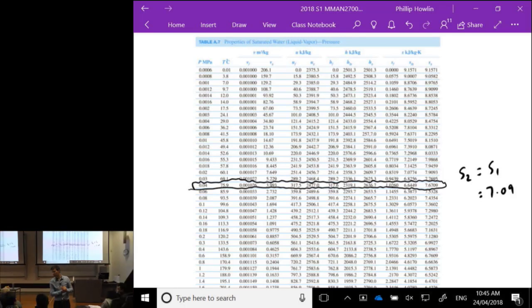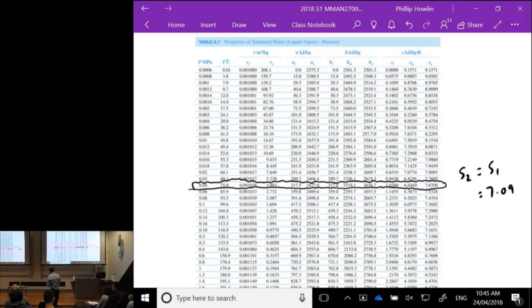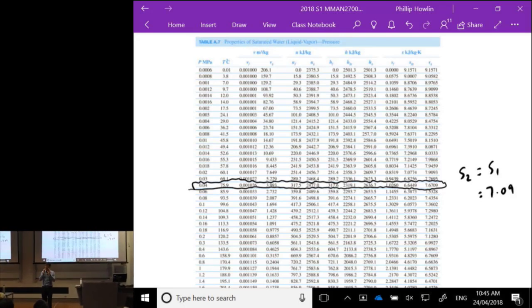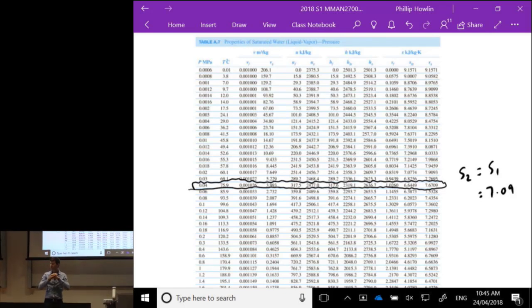Good question. Okay, and back to me. Do you agree? Do you feel confident with your answer? What is the answer? Saturated mixture? Does everyone agree with that?